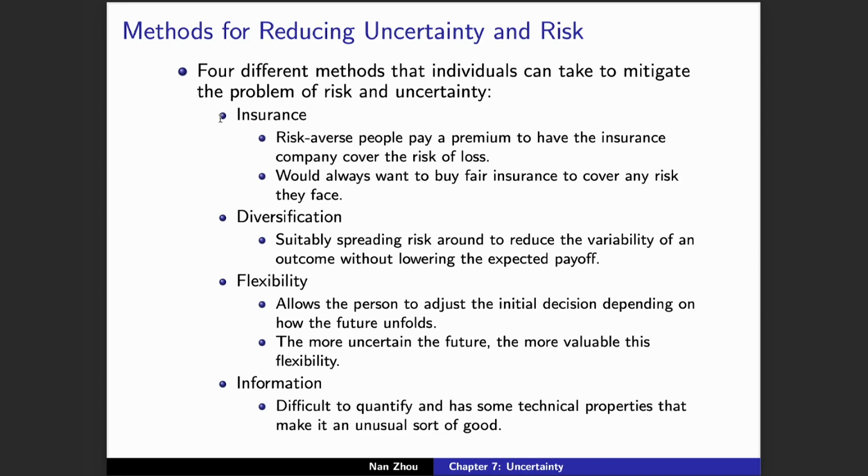They can also diversify their investment portfolios so that the risks of the individual components will cancel each other out without harming the overall expected return. They can retain some form of flexibility in their decisions, allowing them to alter their course of action after realizing the outcome of some random event. And finally, they can gather information to reduce the amount of uncertainty that they're going to face. We're going to go over each of these one by one.